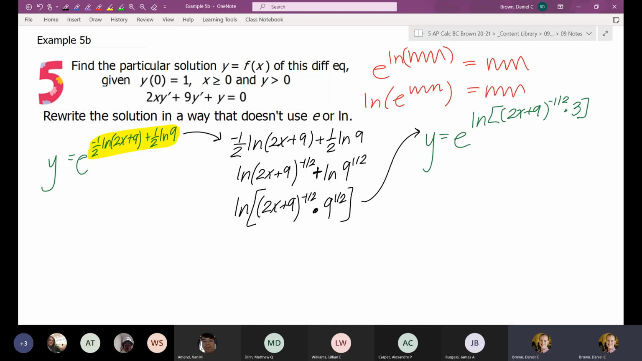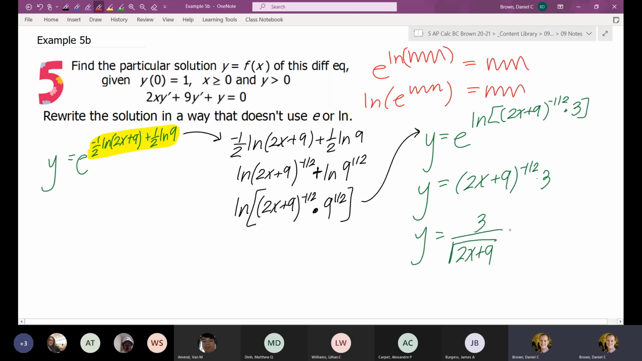They cancel. So you have y is just equal to the (2x + 9)^(-1/2) times 3, or y is equal to 3 over the square root of 2x + 9. On the AP exam, pretty much guaranteed, this is how they would write the y, not like that.